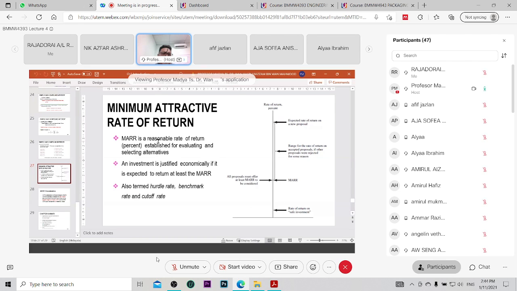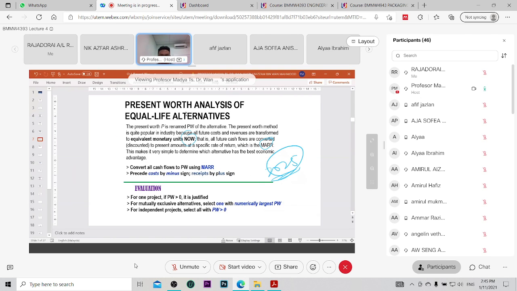So in other words, we consider MARR as the cut-off rate, or in another term, the break-even, the best worth, the most worthwhile. So this is the evaluation you need to consider.